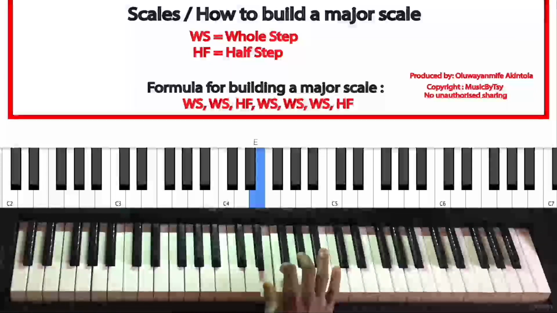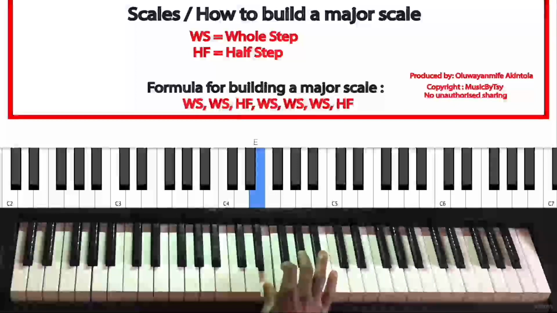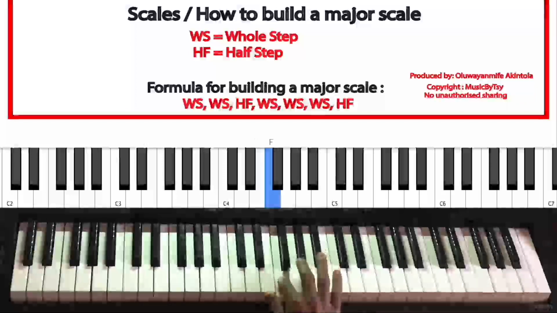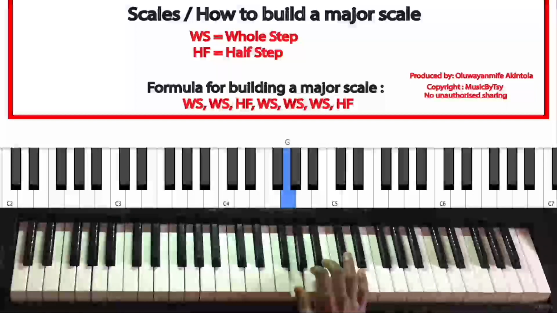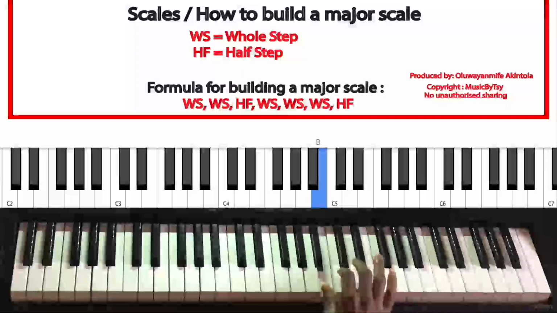So we're not going to skip the key of F and go to the key of F sharp, as we would for a whole step. We're taking a half step now, so we're going to move to the next key without skipping any key. So we're going to take a half step, and then a whole step, and then a whole step, and then a whole step, and then a half step.